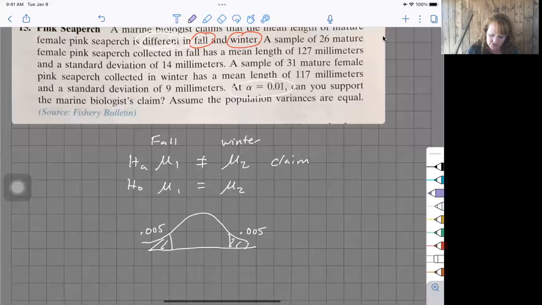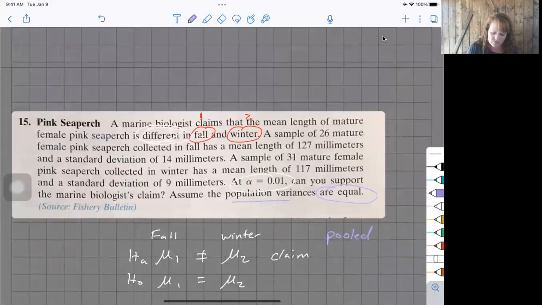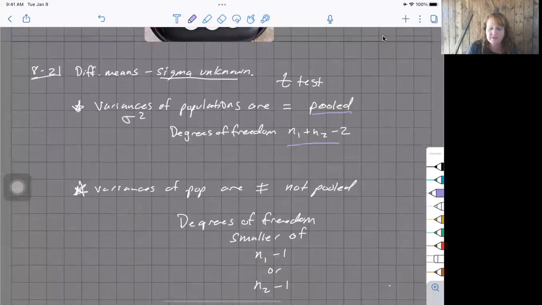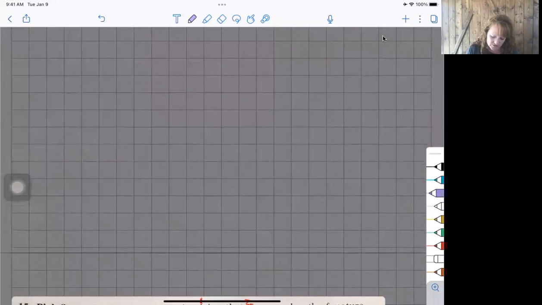The population variances are equal. That means my data is going to be pooled. And so my degrees of freedom for pooled are going to follow this formula. I'm going to take my two sample sizes, add them, and subtract 2.